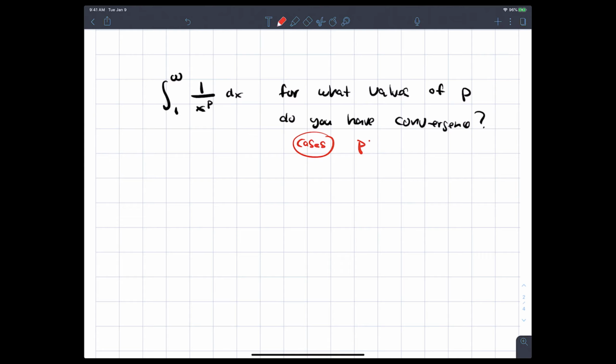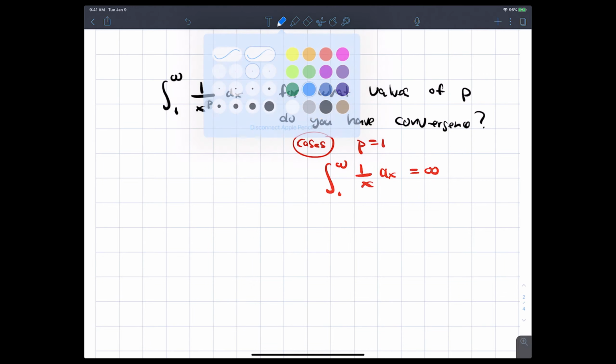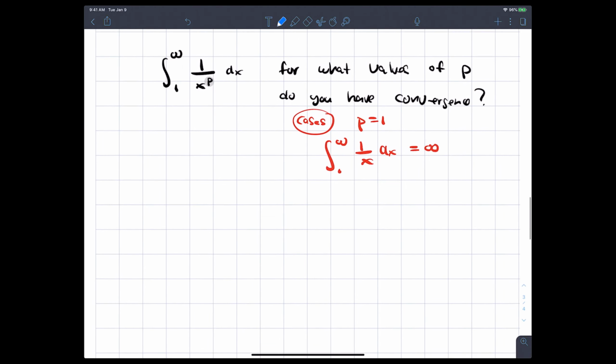We already checked for p is 1, because that was the 1 over x dx. That's the power here, right? So they're trying to say, for what values of p for your power do you get convergence? Well, we certainly don't get it when p is 1, right? Because we just did that question. So here we go. That's infinity. But we have to answer for the values of p, do we get convergence? Because this is going to be very useful for us.